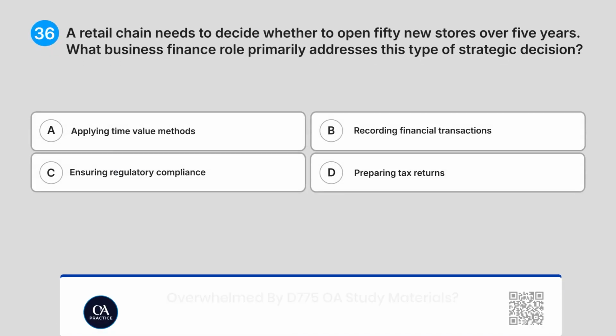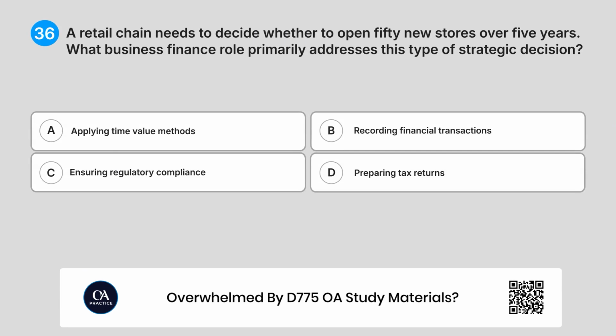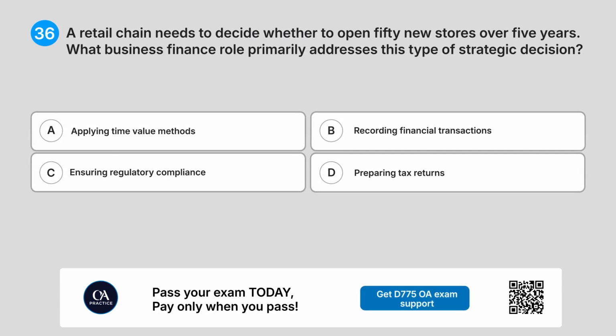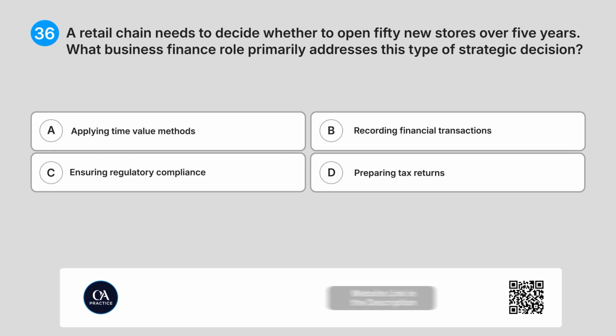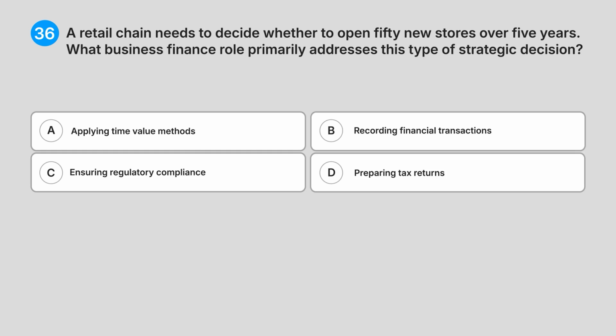36. A retail chain needs to decide whether to open 50 new stores over 5 years. What business finance role primarily addresses this type of strategic decision? A. Applying time value methods. B. Recording financial transactions. C. Ensuring regulatory compliance. D. Preparing tax returns.